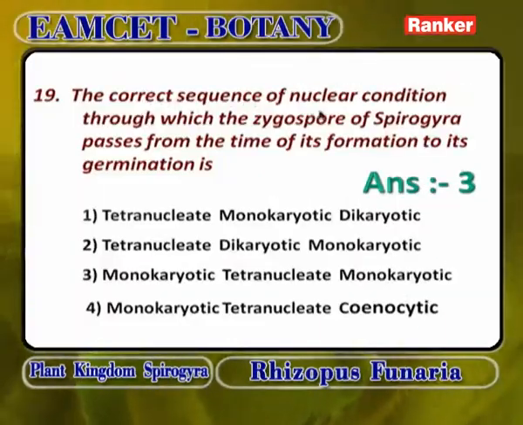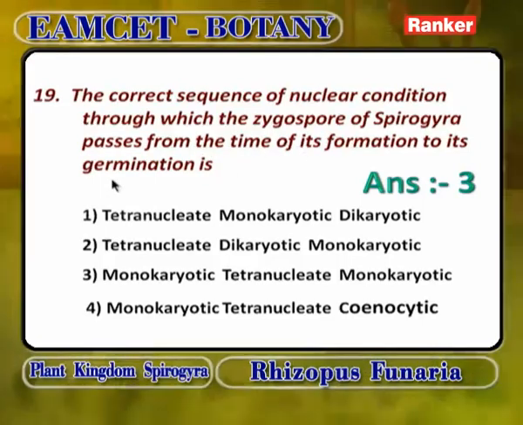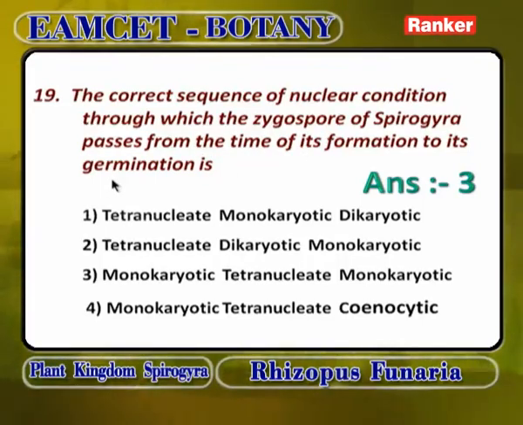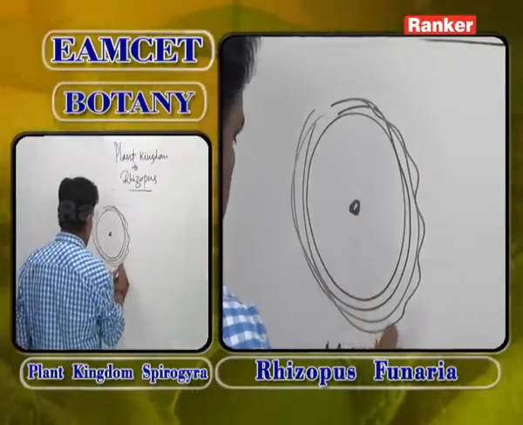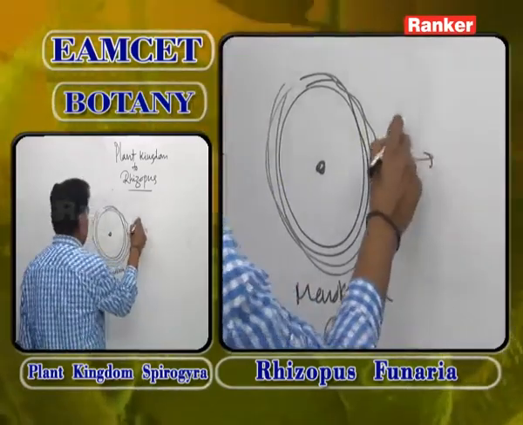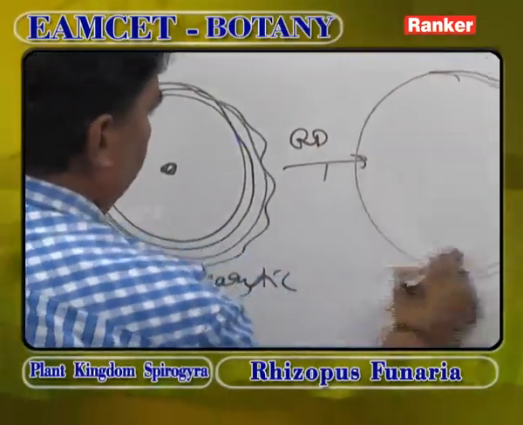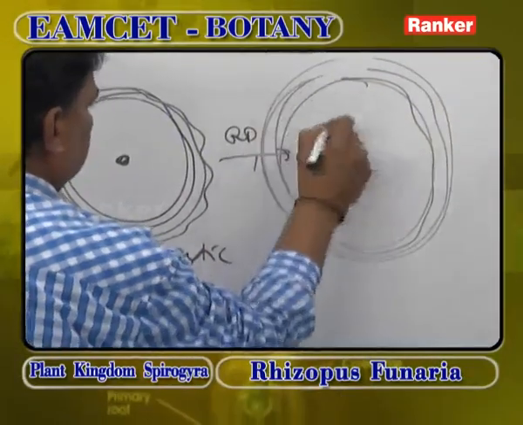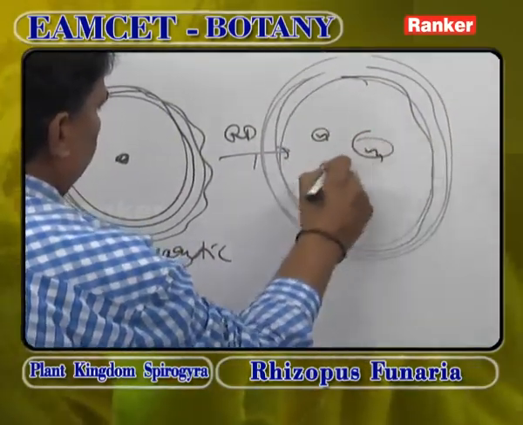The correct sequence of nuclear condition through which the zygospore of Spirogyra passes from the time of its formation to its germination. First, it is monokaryotic because zygospore is monokaryotic. This is zygospore with 3 layers around it. This is monokaryotic. That means it shows one diploid nucleus. It undergoes reduction division and produces a temporary tetranucleate stage. That means 4 haploid nuclei are formed.